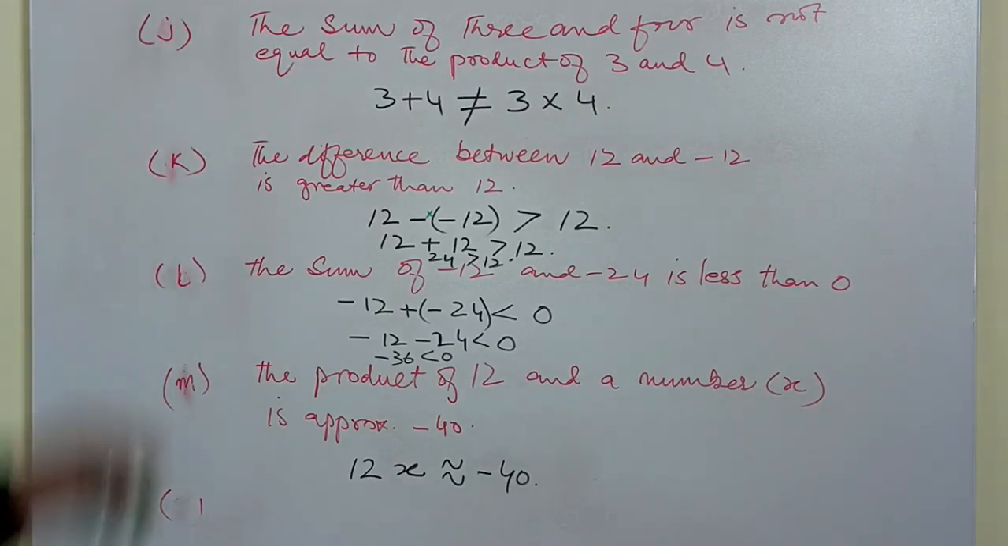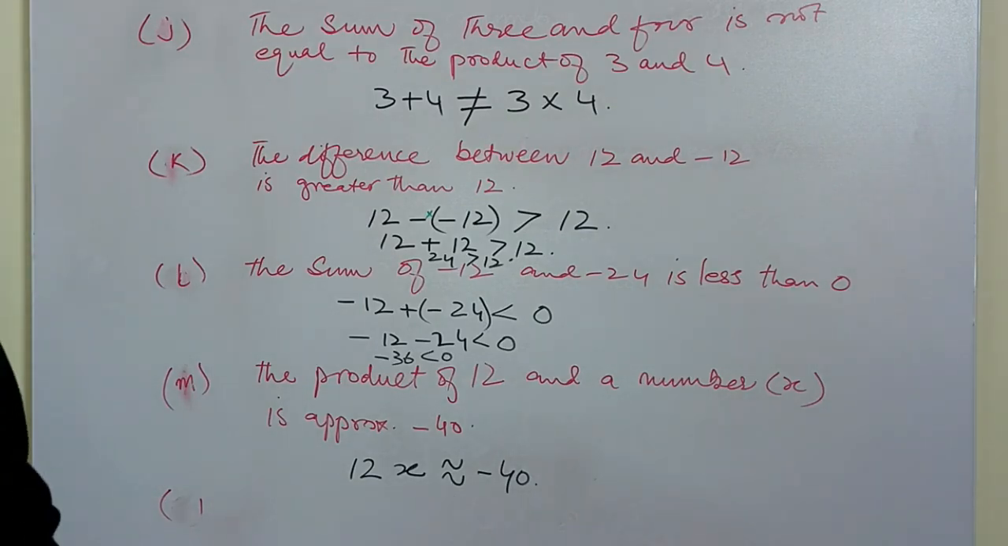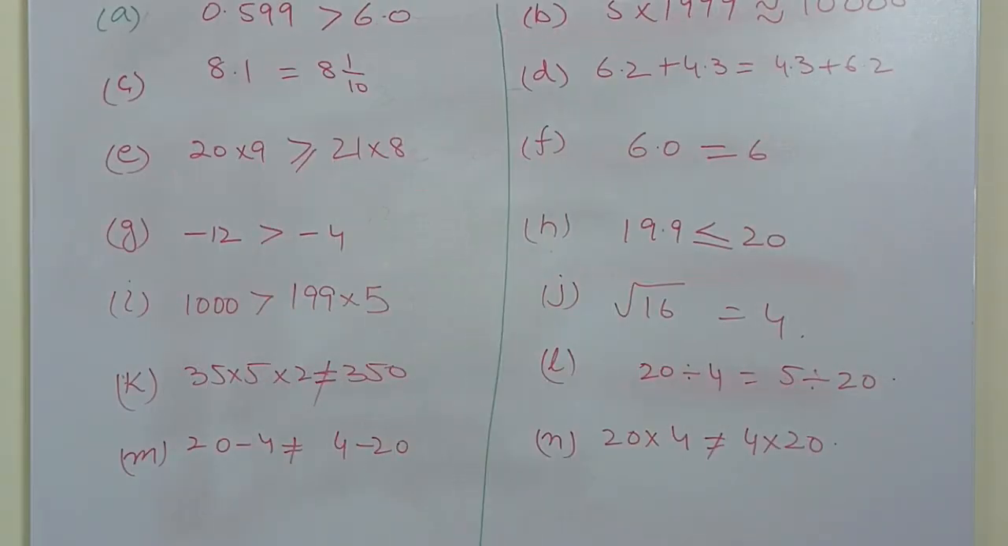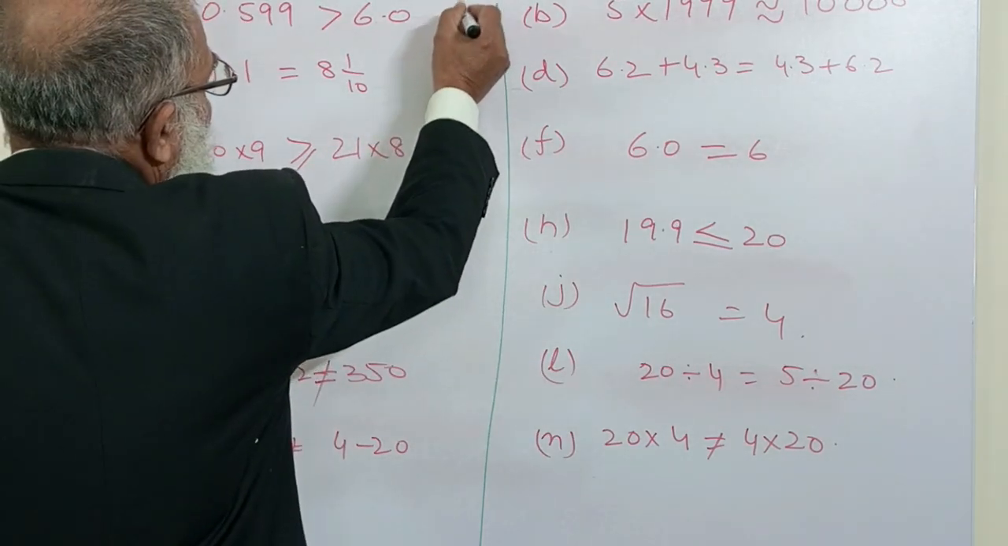So dear students, our question number 1 is completed. So now I proceed to question number 2, which is merely true and false. Well students, you see question number 2 part A, and we have to write true or false for each of the following parts. So first part says 0.599 is greater than 6. Is it? No. So first question is false.